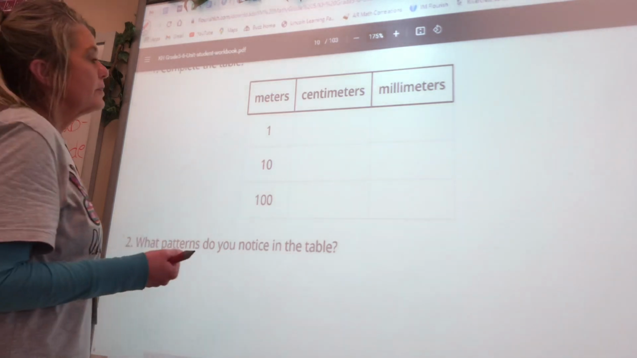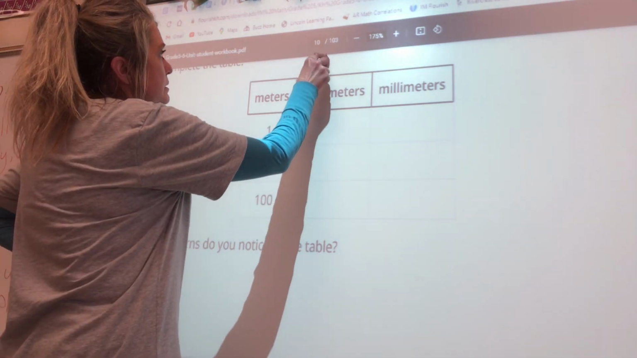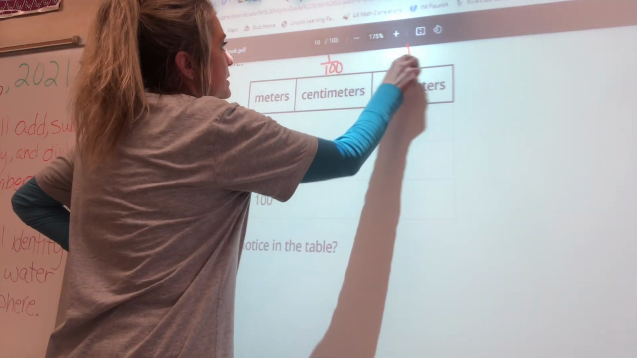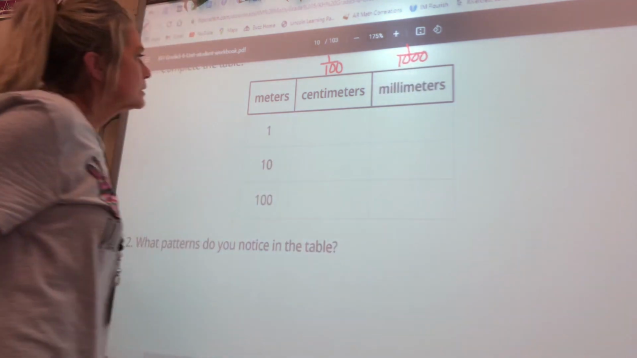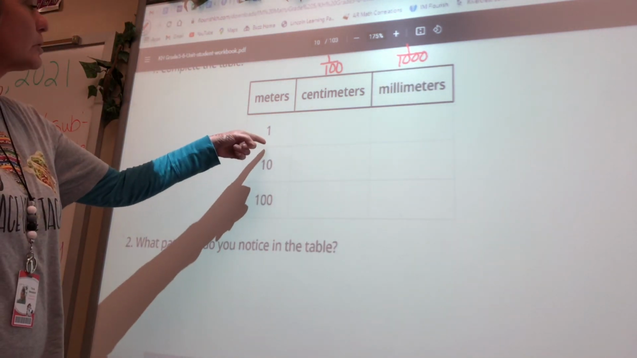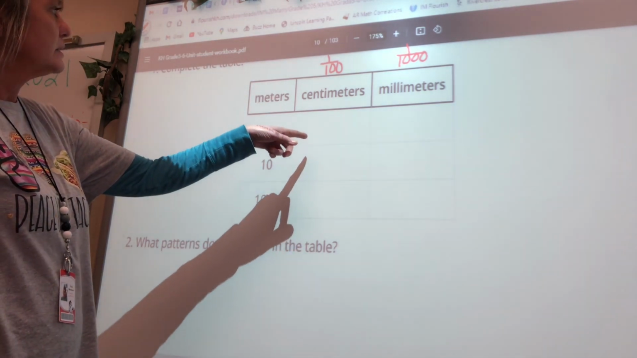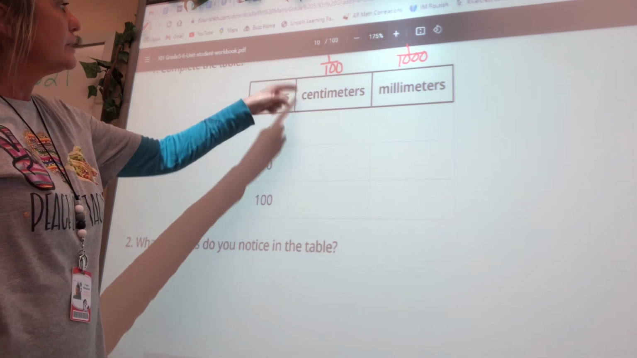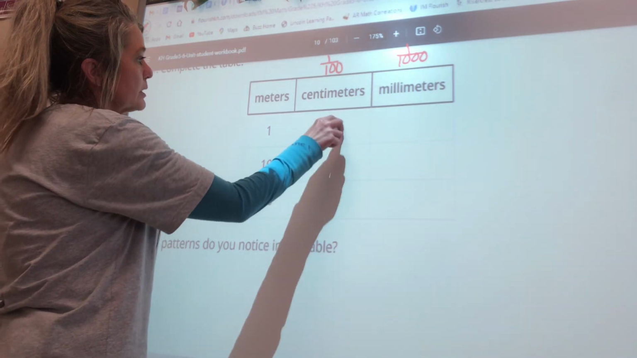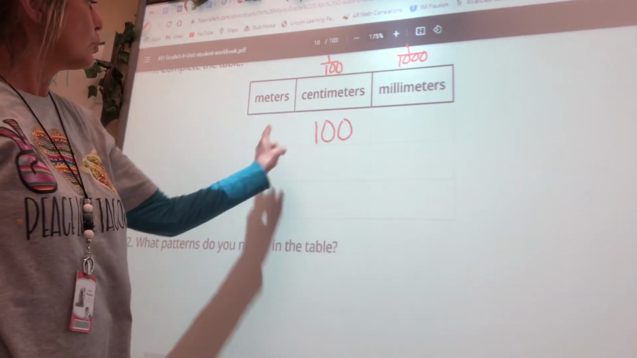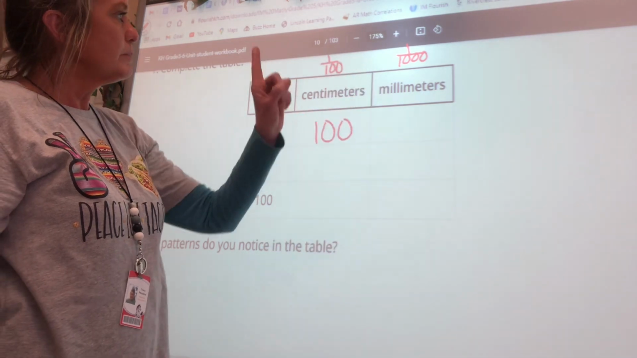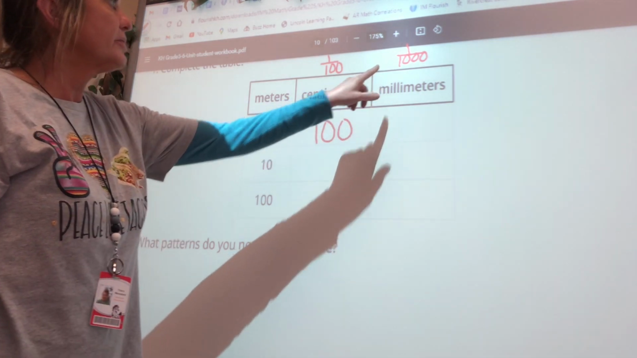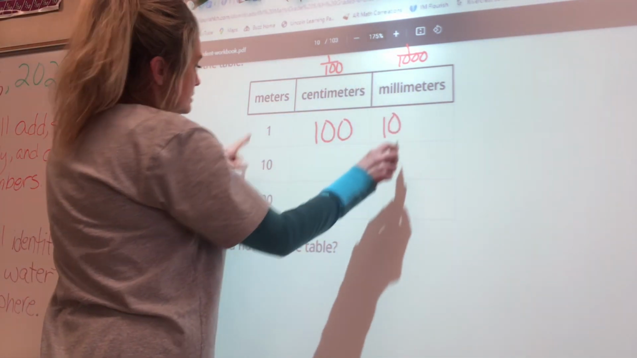Well, we know that centimeters is 1/100th of a meter, and we know millimeters is 1/1,000th of a meter. Okay, so if I had 1 meter, how many centimeters would it take to make a meter? If 1 centimeter is 1/100th, then it would take 100 centimeters to equal 1 meter. And the next one, 1 meter. If 1 millimeter is 1/1,000th of a meter, then it would take 1,000 millimeters to equal 1 meter.